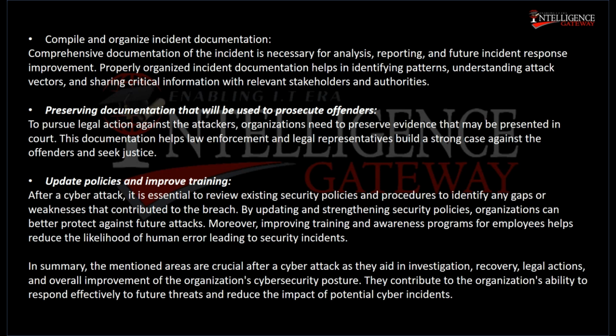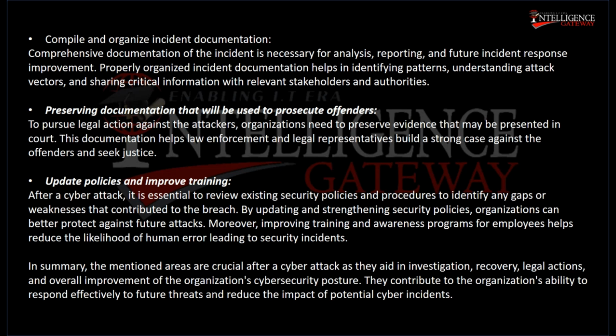Compile and organize incident documentation. Comprehensive documentation of the incident is necessary for analysis, reporting, and future incident response improvement. Properly organized incident documentation helps in identifying patterns, understanding attack vectors, and sharing critical information with relevant stakeholders and authorities.